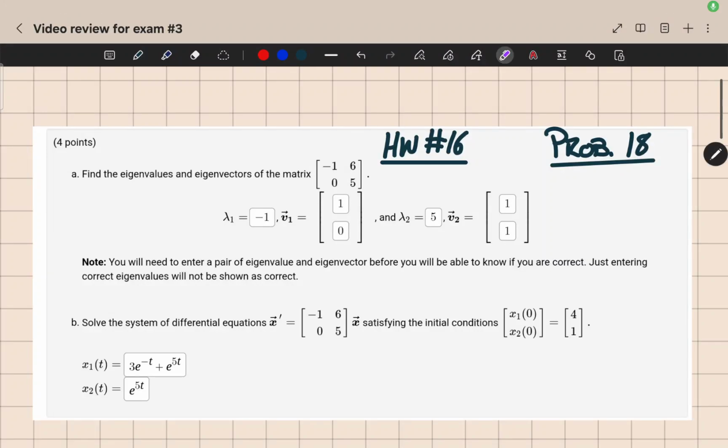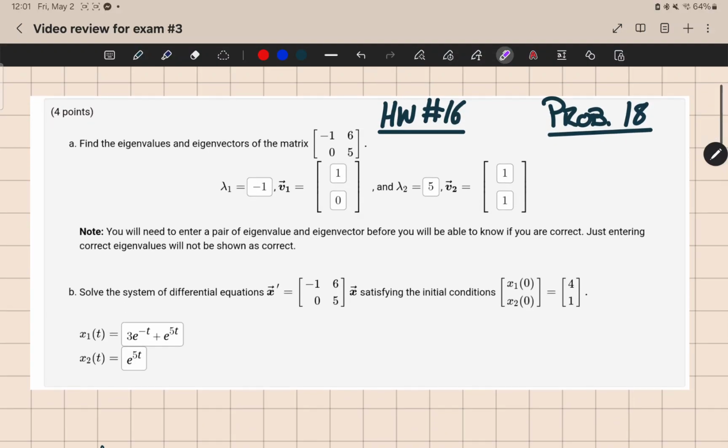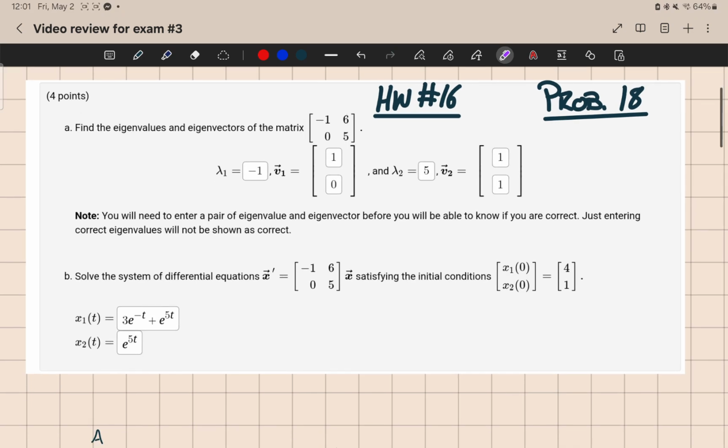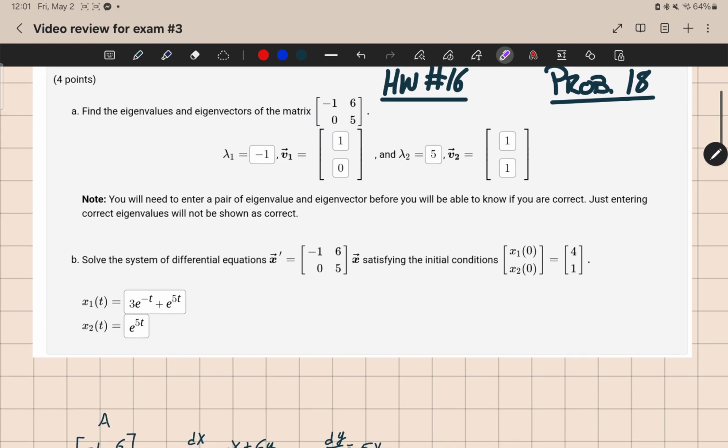You guys, we're going through problem number 18 from Webwork number 16. We're going to be focusing on finding the eigenvalues and eigenvectors for this matrix here, and then we're going to solve that system of differential equations with the initial conditions that we see here.